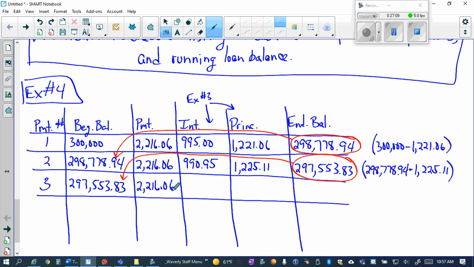And now we do, just like in example 3 again, our new interest payment. So we take our 297,553, multiply by 0.0398 divided by 12. And now we have an interest portion of our payment of 986.89. See, the interest portion is going down, which means then the principal portion must go up to keep the payment the same. So we just do 2216.06 minus that 986.89, and now our principal portion is 1229.17.